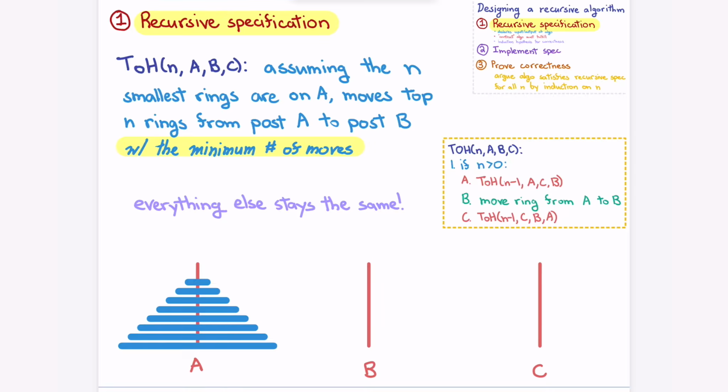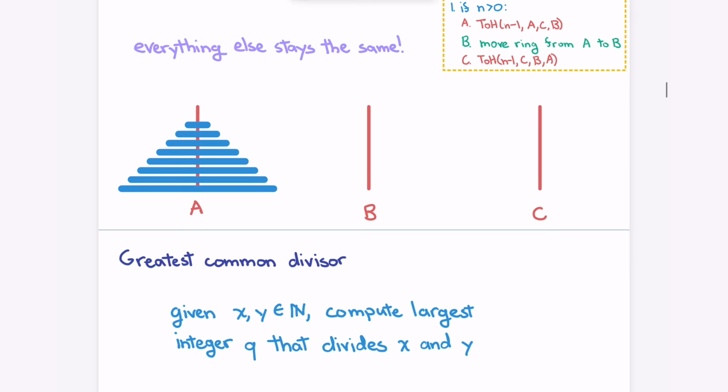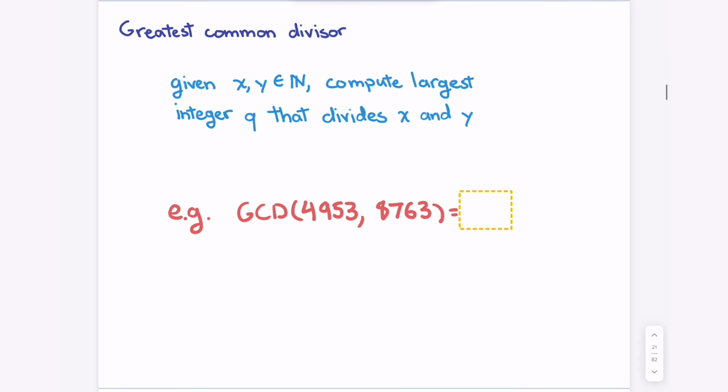All right, any questions? Okay, good. Let's keep going. I have 2 more. Thanks. All right, so that's it for Towers of Hanoi. Any more Towers of Hanoi questions? You have plenty of practice.